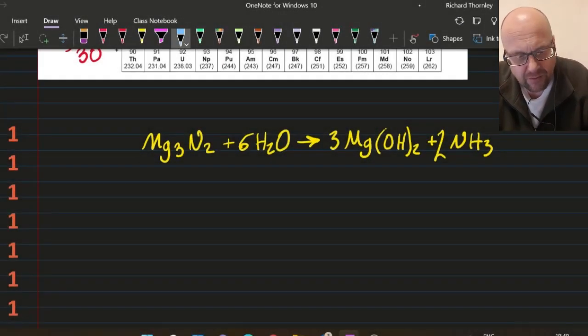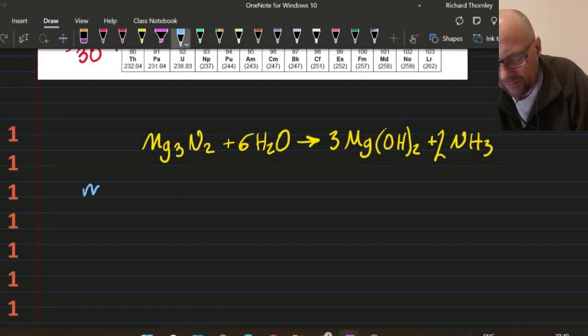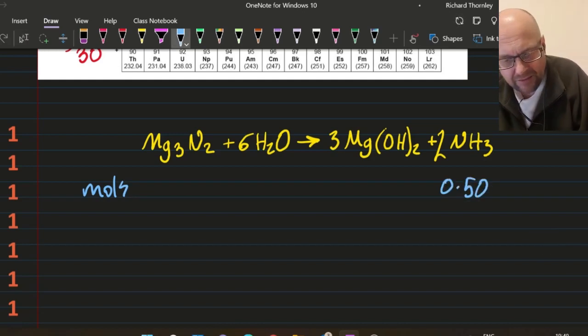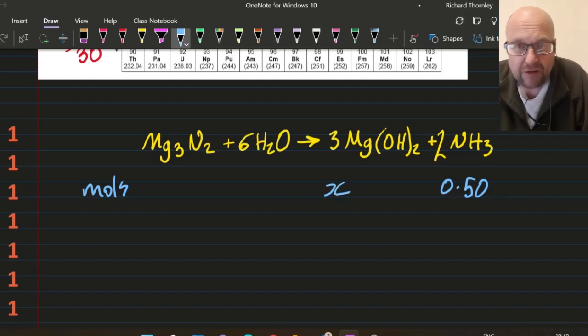Okay, straight into it then. Question 1. I've got the moles here, and I've got 0.50 moles of ammonia. And the question is, how many moles of magnesium hydroxide do I have?